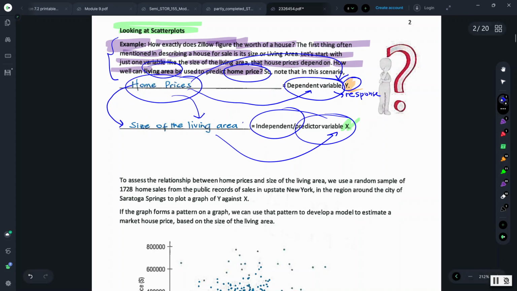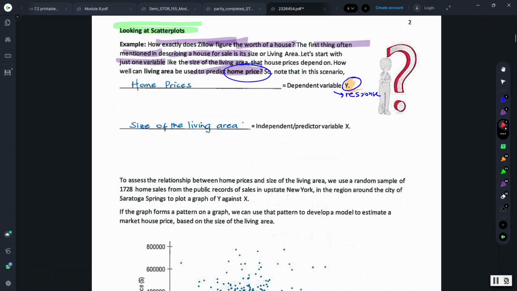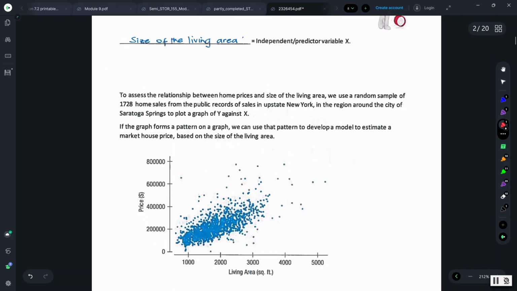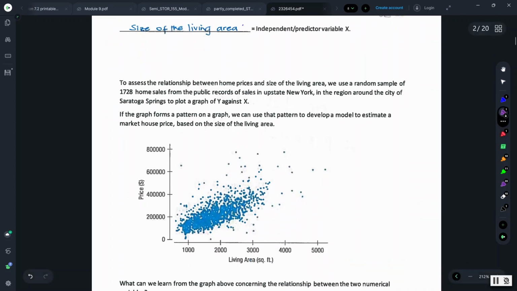Now, having assigned roles to these variables, we would like to see what the connection is. And the first step is to look at a picture of whether there is a relationship between these two variables. So to do that, we're going to use a random sample of 1728 homes from the public records of sales in upstate New York, in the region around the city of Saratoga Springs, in order to plot a graph of y, that is, the home prices, versus x, the living area.